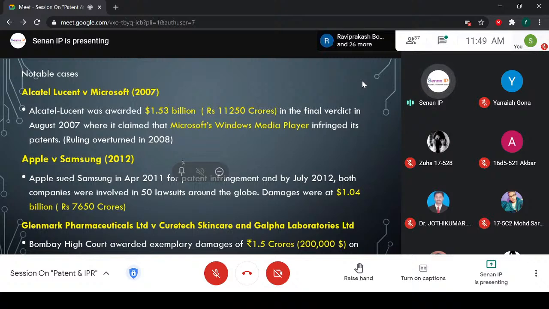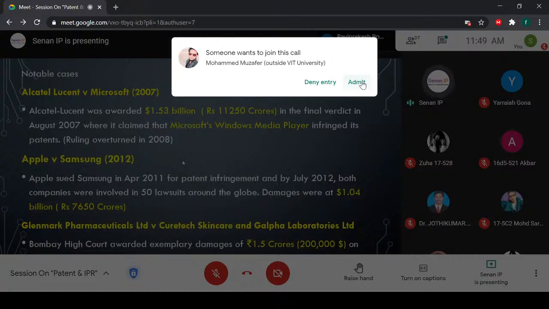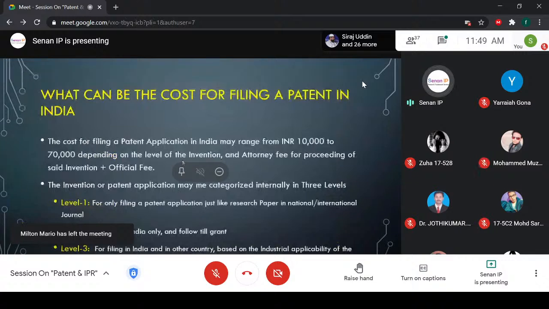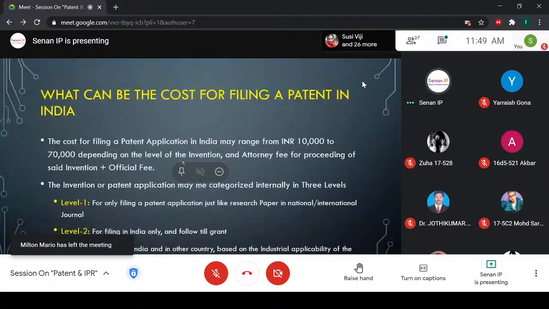These are a few examples, and daily some cases are going on in Indian courts, or Australian, or US courts. Daily some cases are pending, and they are fighting for these cases, and they are awarding some sum of damages. So the court decides the damages and awards them to the patentee.